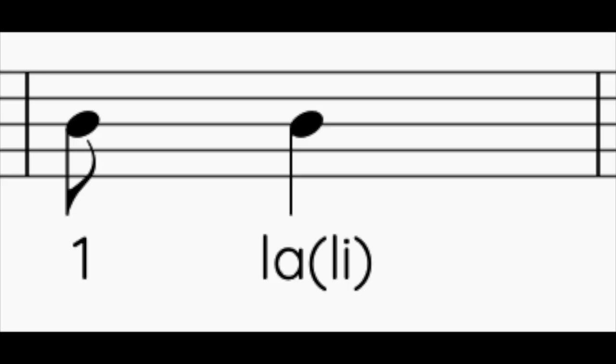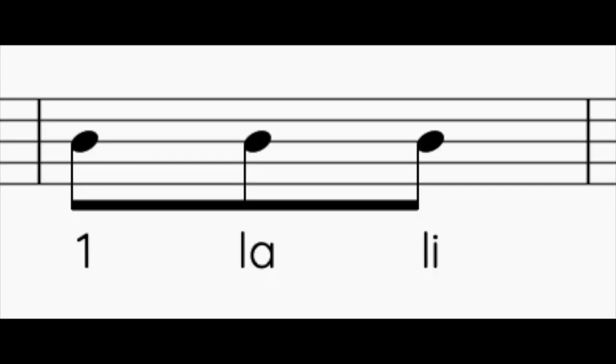Now if we switch them around and put the eighth note first, the eighth note is 1, followed by the quarter note, which takes up la, li. So it sounds like this. 1 la, 1 la, 1 la, 1 la. And finally, our 3 eighth notes are just 1 la li. 1 la li, 1 la li, 1 la li, 1 la li.